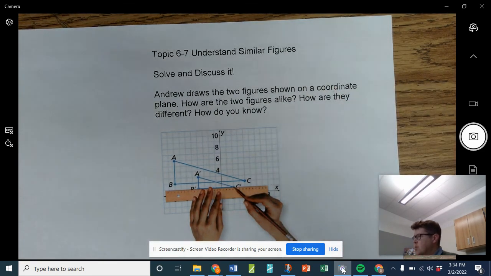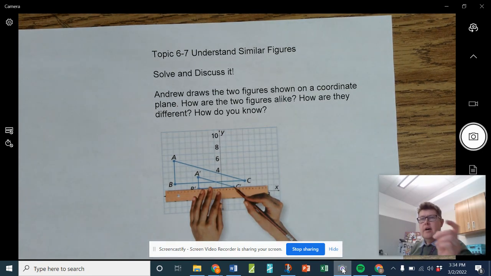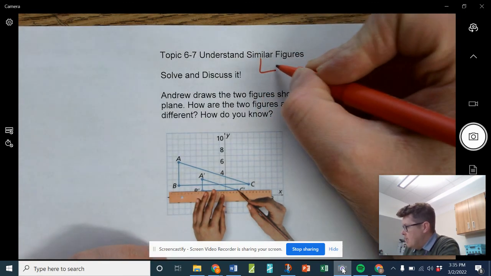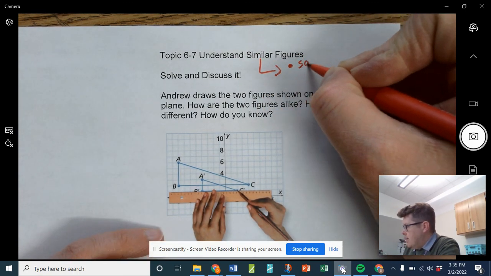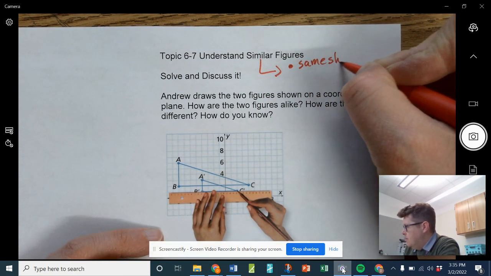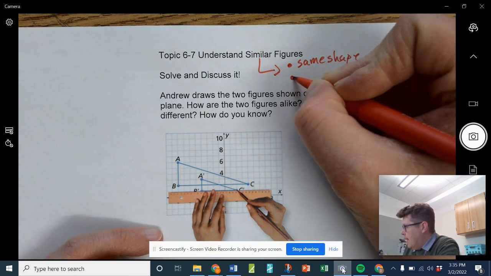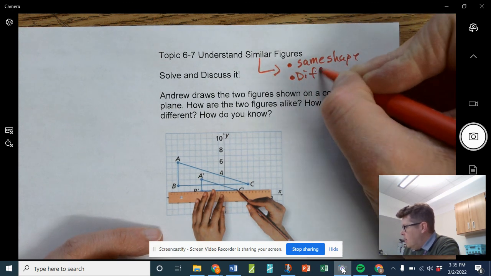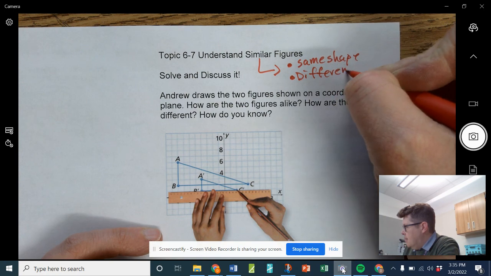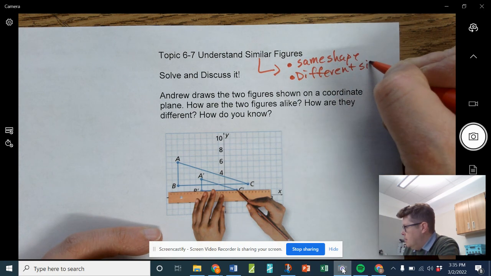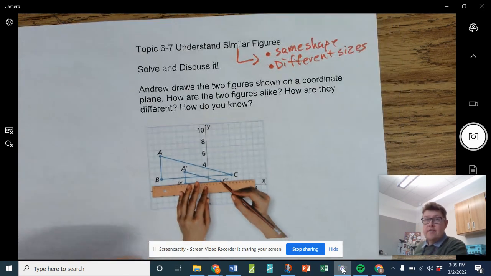Remember, dilation is when you have a change in size, right? So it's a transformation that has a change in size. So you have non-congruent figures. You have similar figures. And remember, similar means same shape but different sizes, right? Now, we can actually get a little bit more technical than saying different sizes, right?